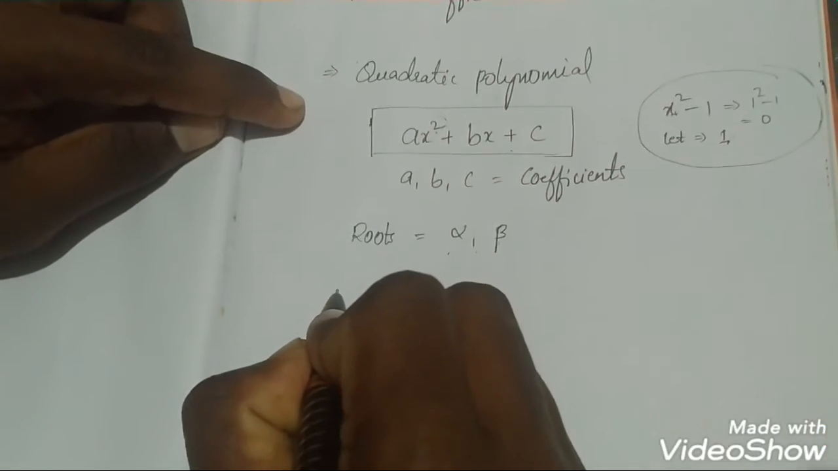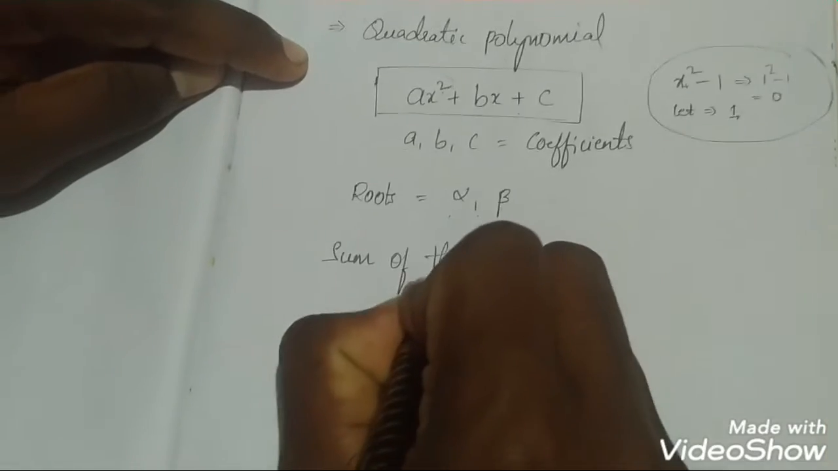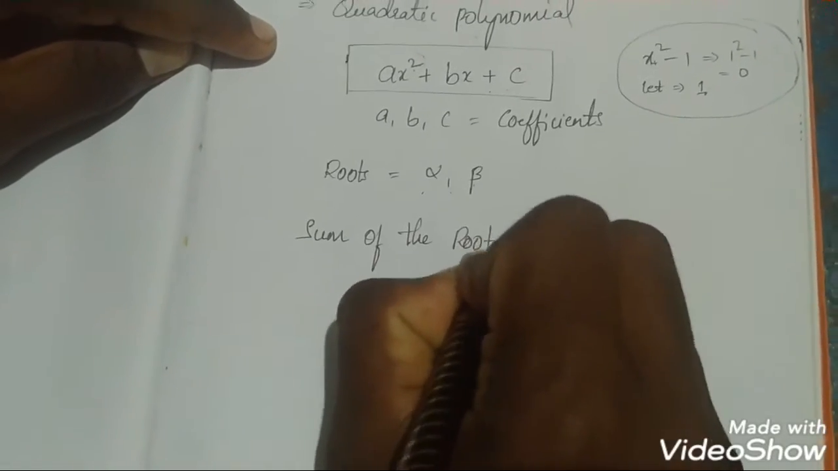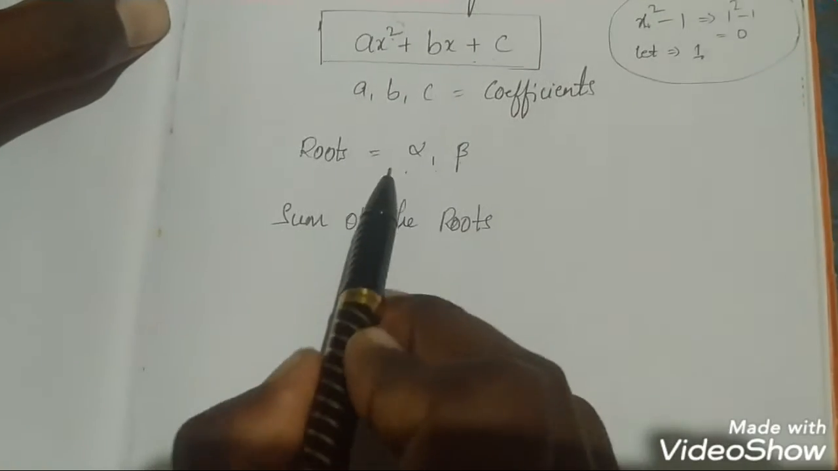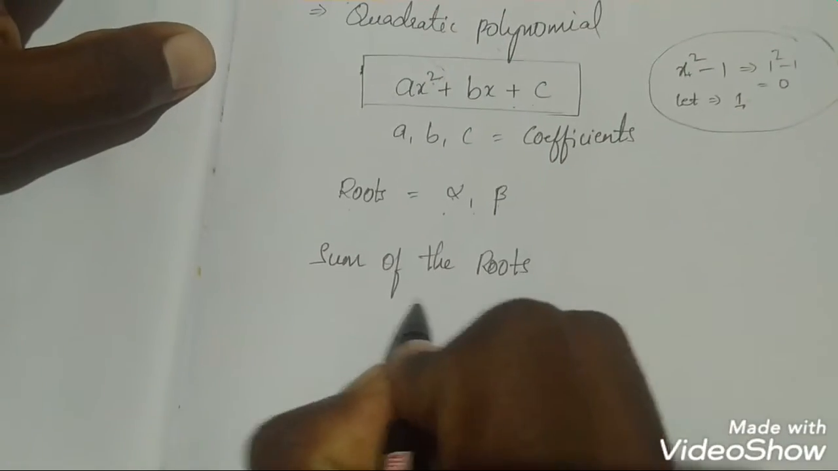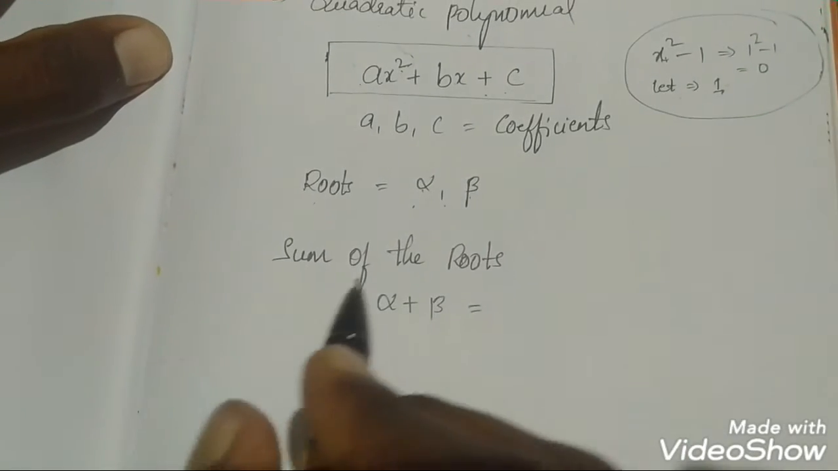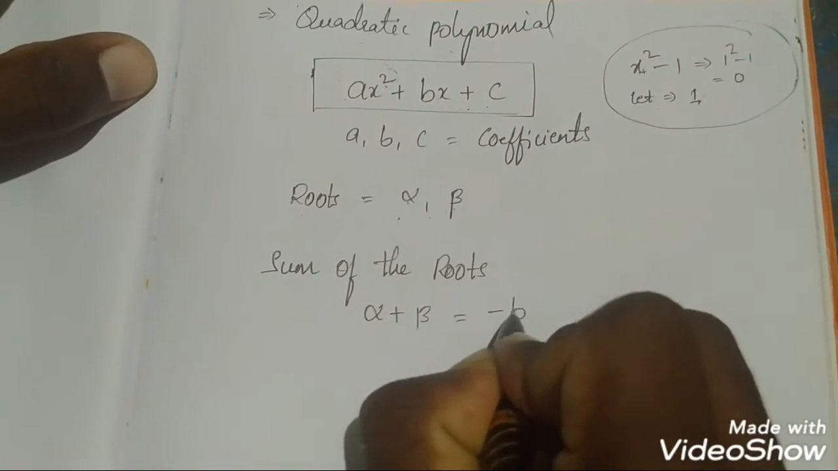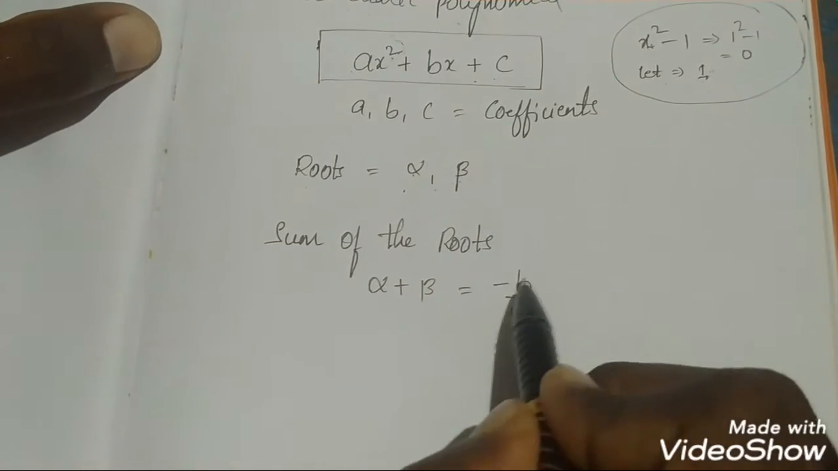So the relationship between the roots: first, the sum of the roots. What is meant by the sum of the roots? It means we are adding these 2 roots, alpha and beta. Therefore, alpha plus beta is equal to minus b by a.